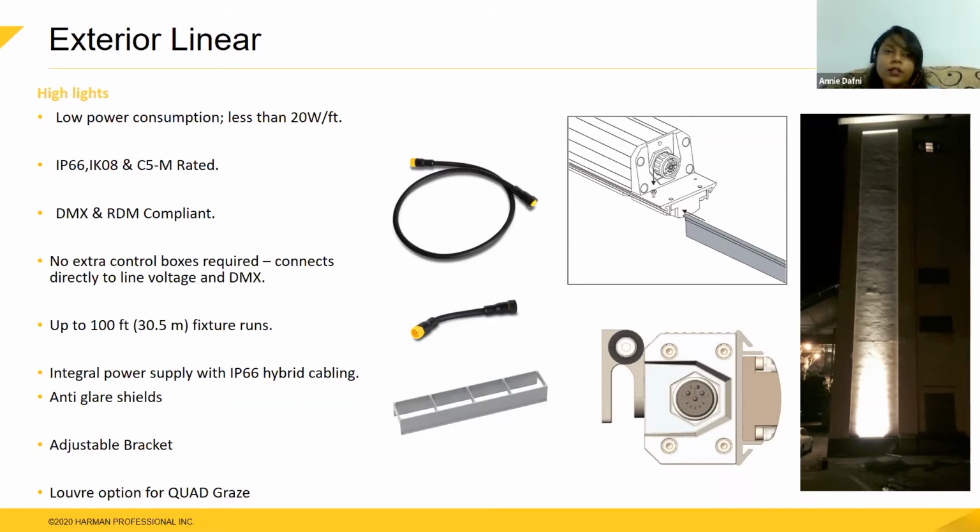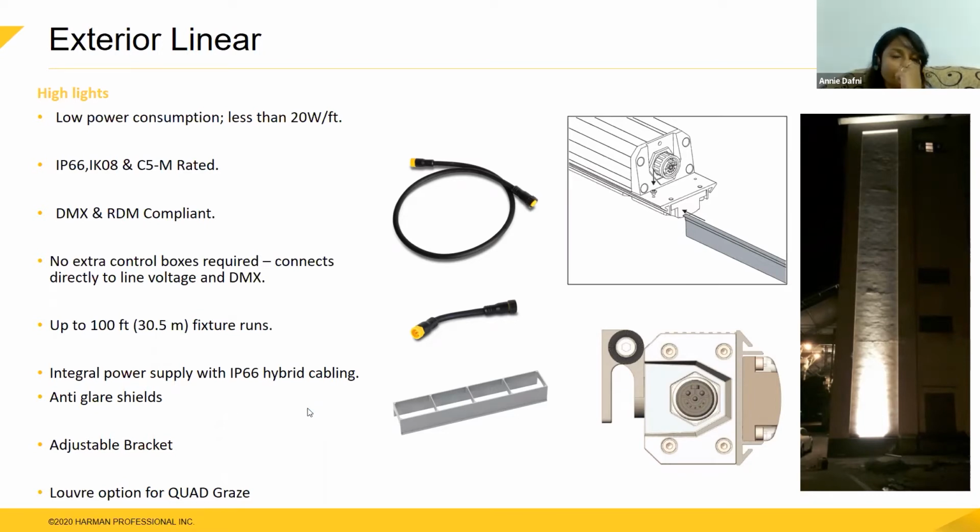And also another thing is, since you're connecting these fixtures end to end in a chain, it would be really tedious in terms of installation if you had to have two runs of cable, one for power and one for DMX signal. So in order to avoid that, we have IP66 rated hybrid cables, which can carry both power as well as data, and one single run of cable would be enough. They also come with anti-glare shields in the form of louvers or this barn type of structure for glare, and they come with an adjustable mounting bracket, so you can tilt and angle the fixture as you desire.